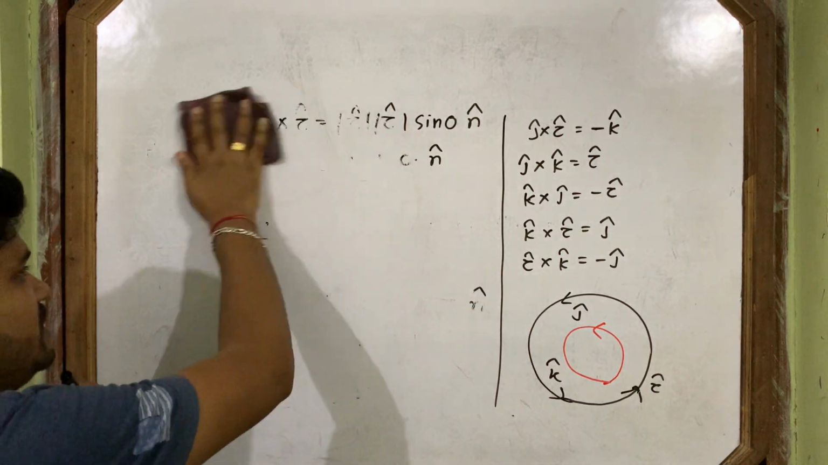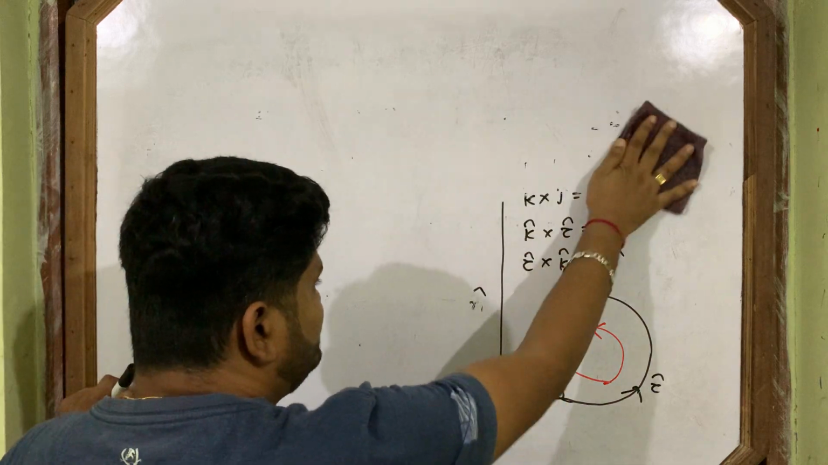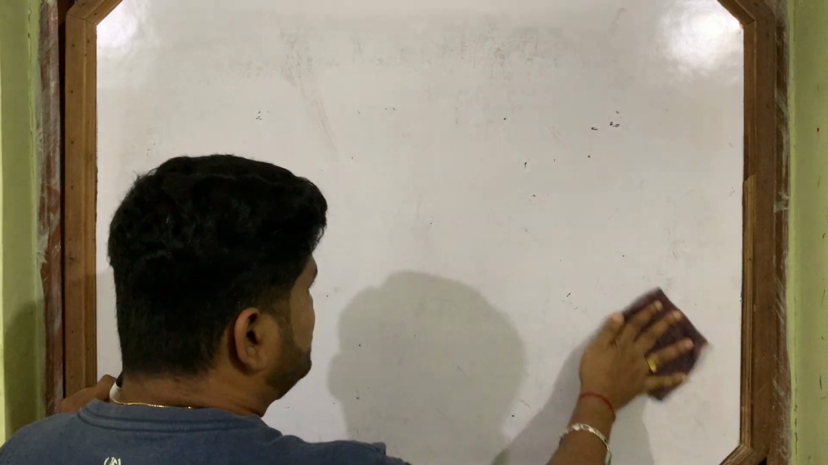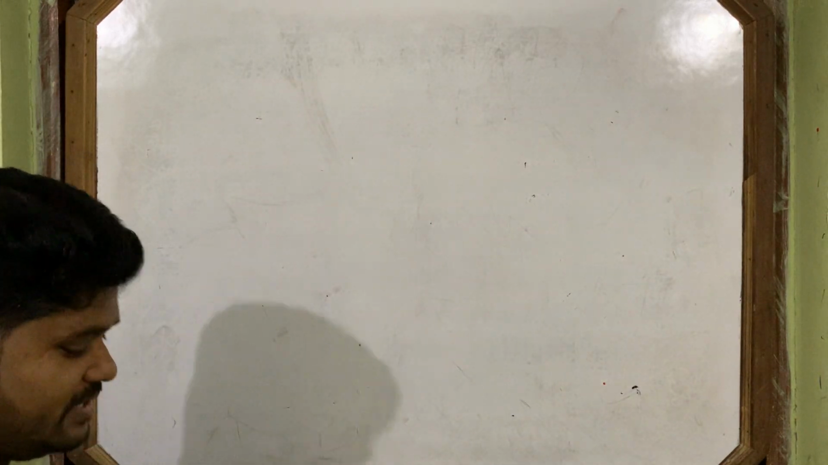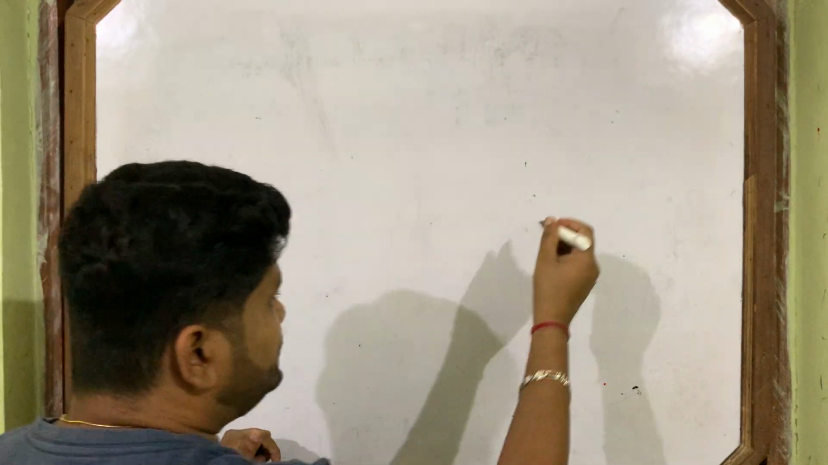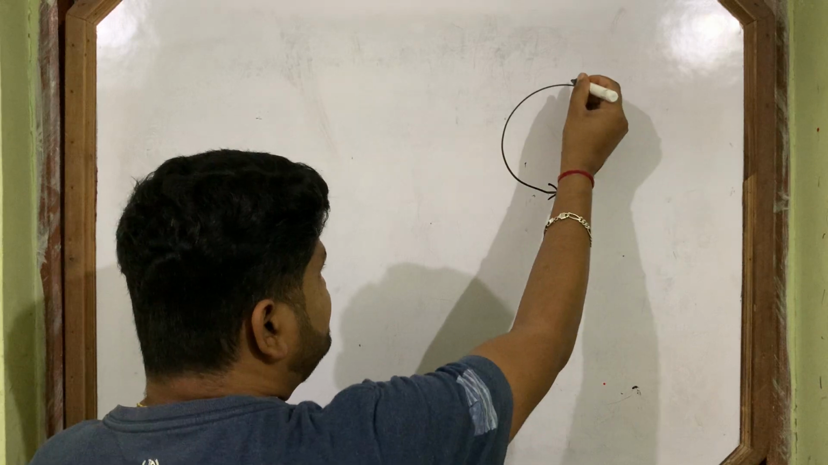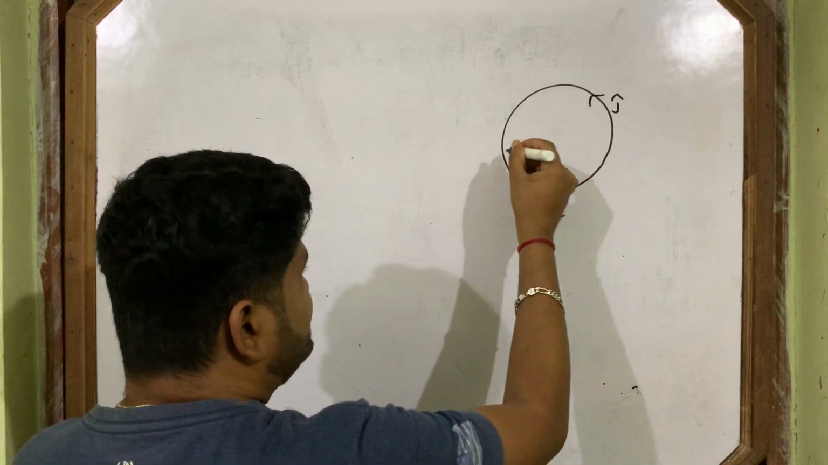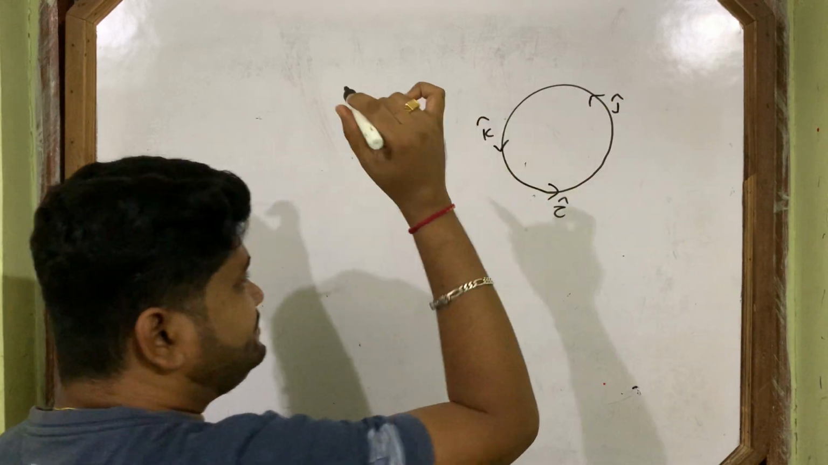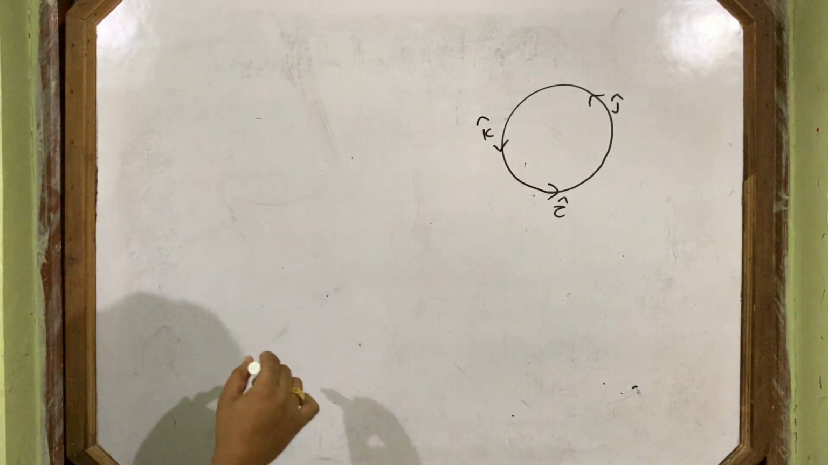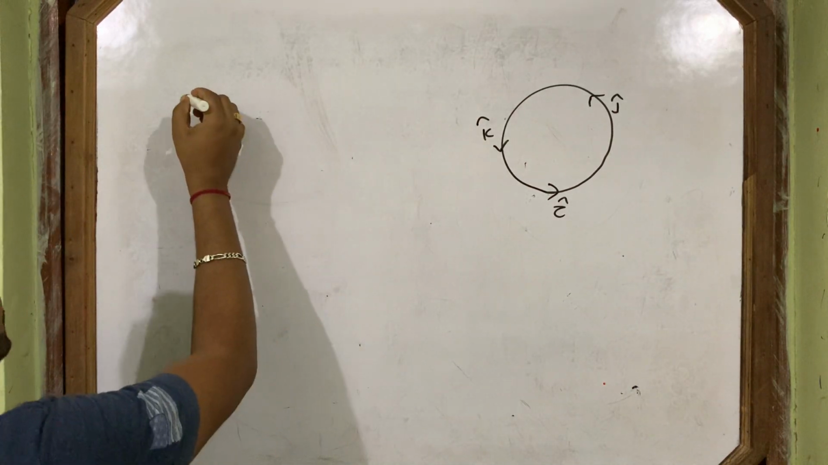So now we'll do the cross product of position vectors. How will we do the cross product of position vectors? This wagon wheel will help you. So let's draw this wagon wheel here: i cap, j cap, k cap. This one will help you. So now we'll do position vectors.